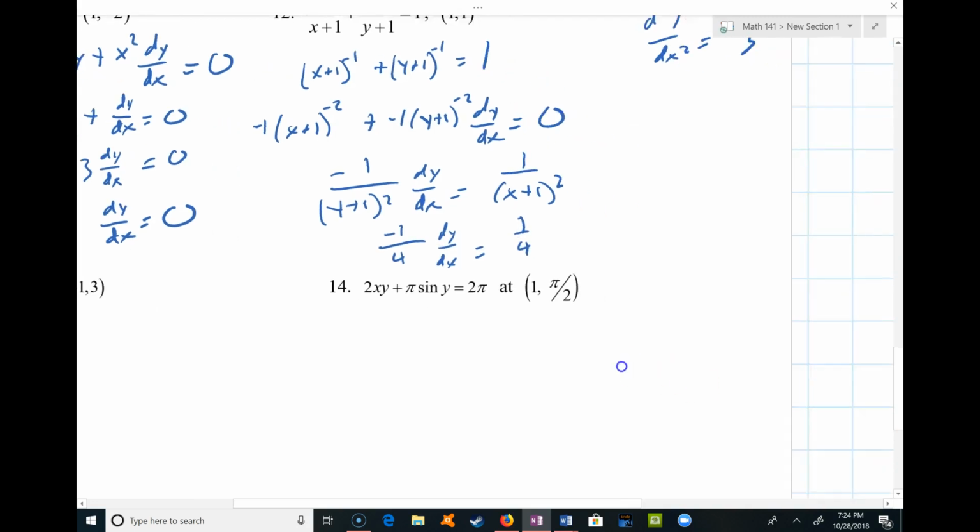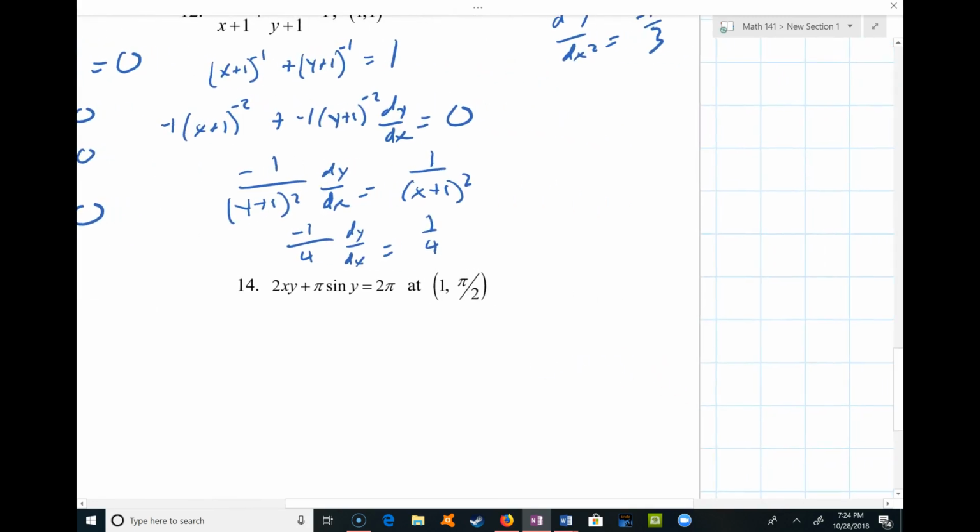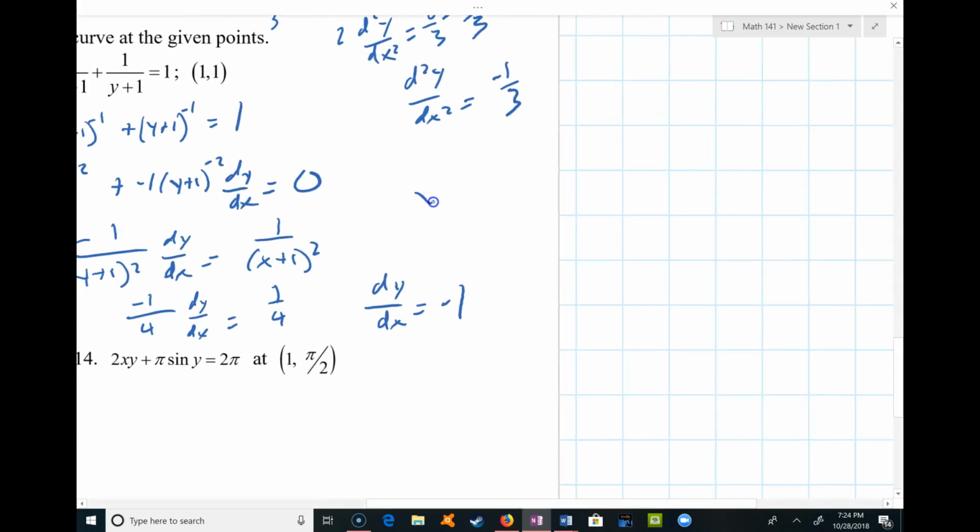So if we multiply both sides by 4, actually by negative 4, we're going to get dy/dx is equal to negative 1. So the slope at that point is negative 1. So then if we write the equation of the tangent line, that'd be y minus 1 is equal to negative 1 times (x minus 1).